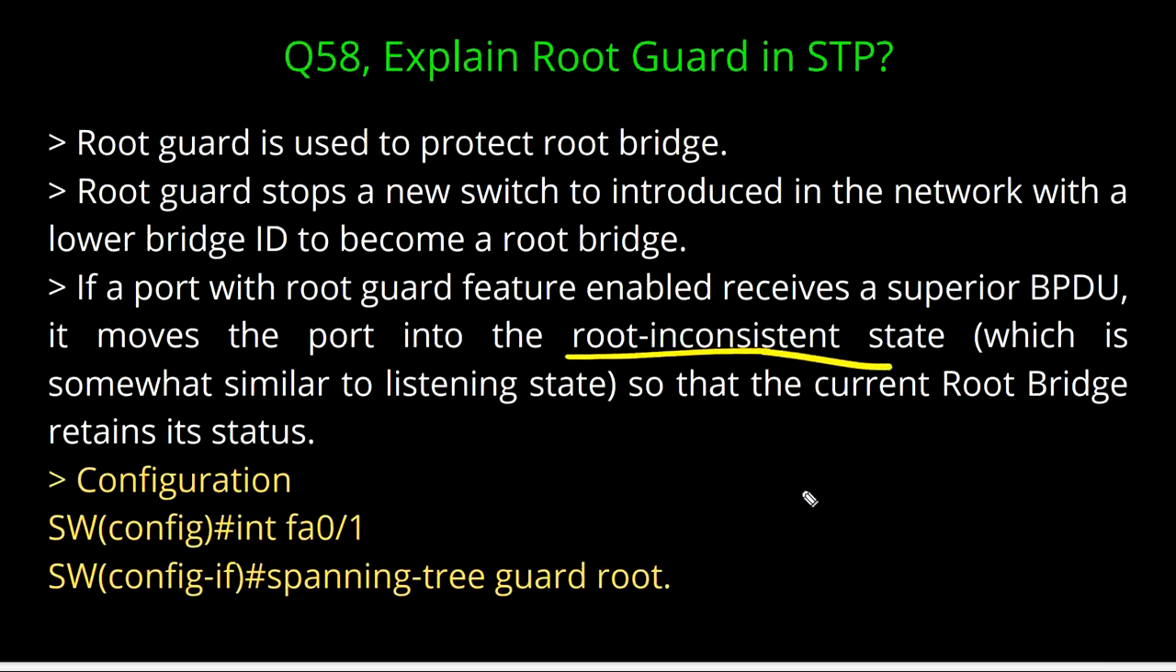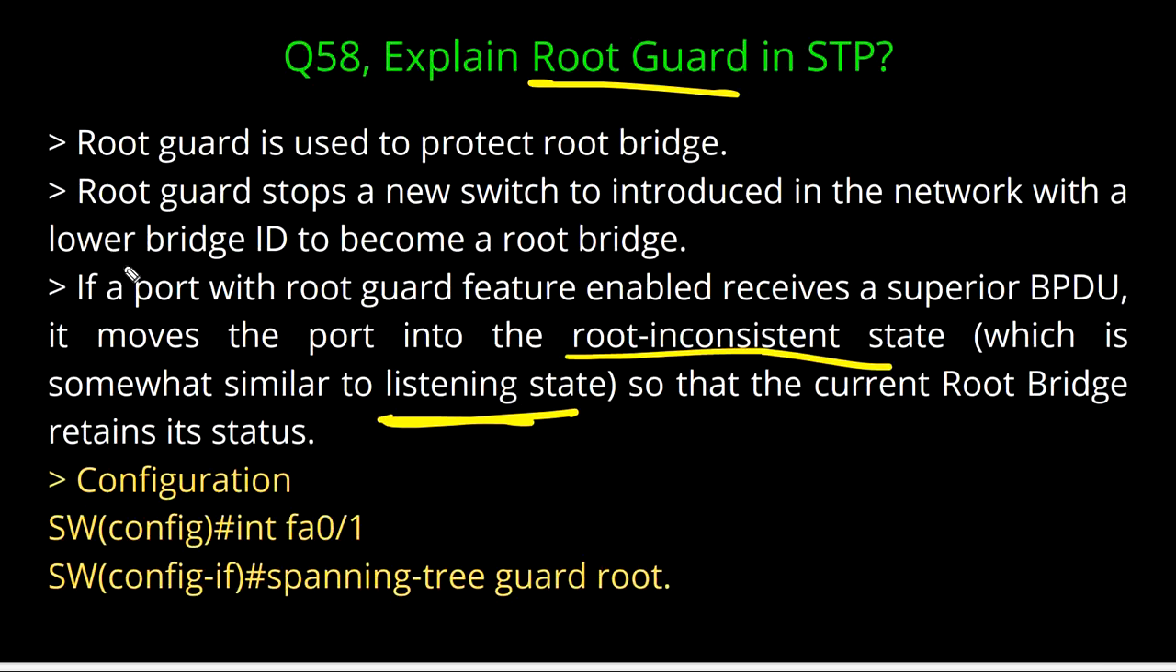So now whenever a superior BPDU is received on a port where we configured root guard, that port will move into the root inconsistent state. The root inconsistent state is similar to the listening state, and in the listening state we can't send BPDU, we can't send data, right? We can't learn MAC addresses, right?